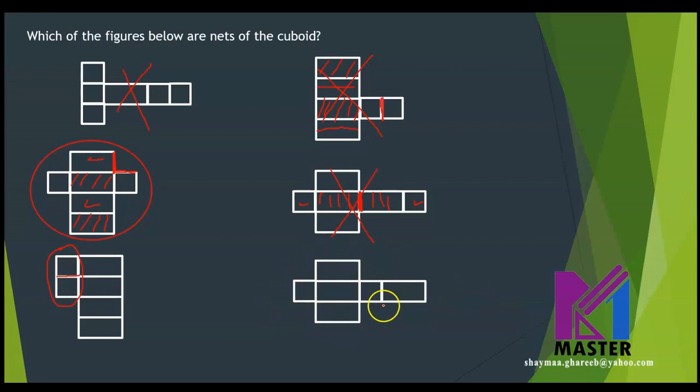Now look at the last net. Let's identify the opposite sides. This one is opposite to this one. And this one is opposite to this one. And they are exactly the same size. And this one is opposite to this one. So this one also could be a net for the cuboid.